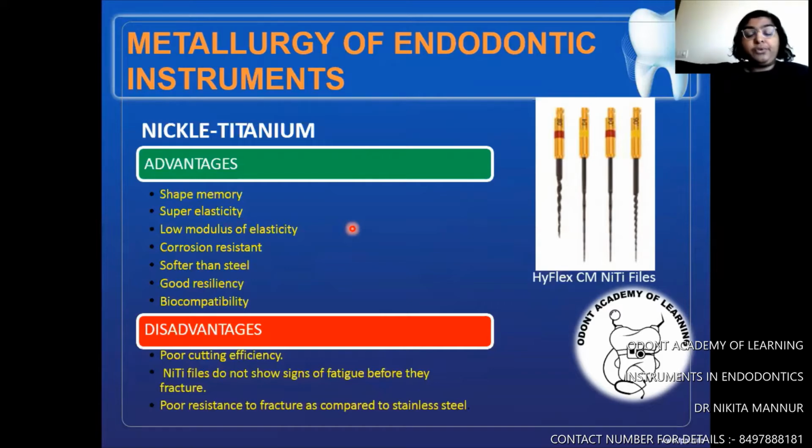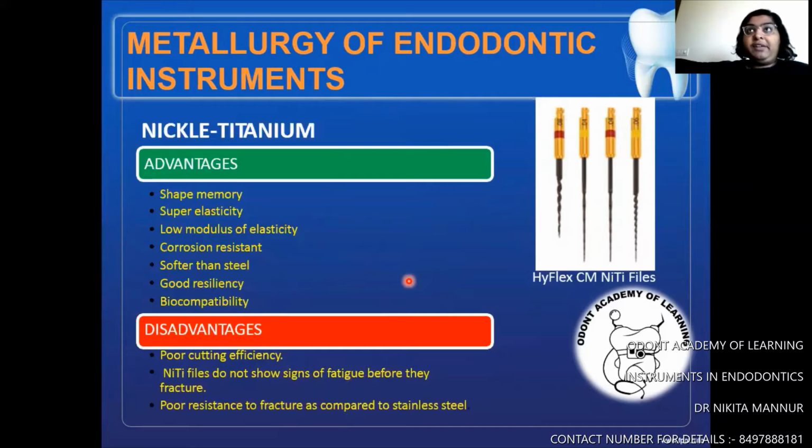It rebounds to its original shape with a lot of ease. But the cutting efficiency definitely is compromised here because it's not as stiff, and it does not show signs of fatigue before fracture. So one problem with the NiTi files is that you cannot tell when it's going to fracture very easily. The flutes don't unwind as such.